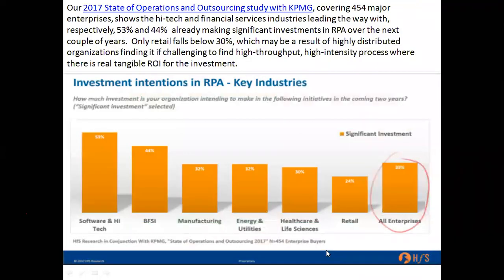Now, if you look here, as per KPMG, everybody I think knows what the KPMG company is, one of the best surveys in the world. As per the 2017 State of Operations, the KPMG company has told they have covered 455 major enterprises in the world, and they are planning to adopt RPA in the next couple of years. 53 and 40% are already investing. It's a starting stage for RPA, and there are investment intentions in RPA key industries. Almost all the enterprises are going to implement RPA applications.